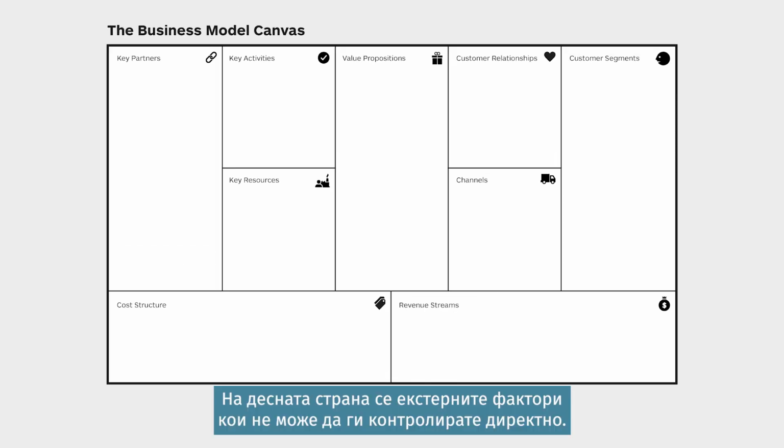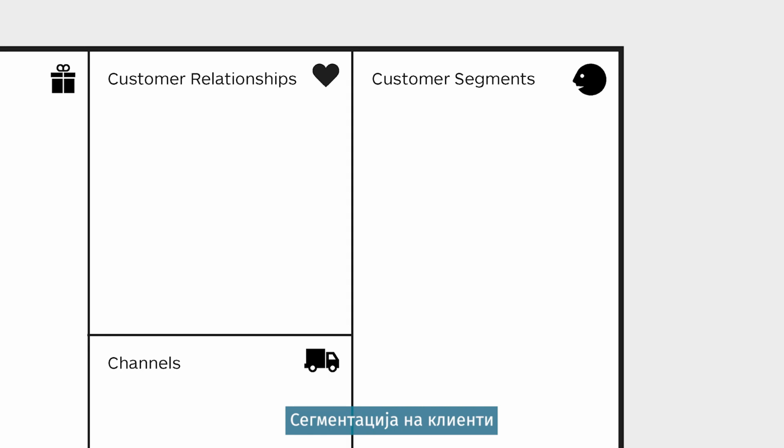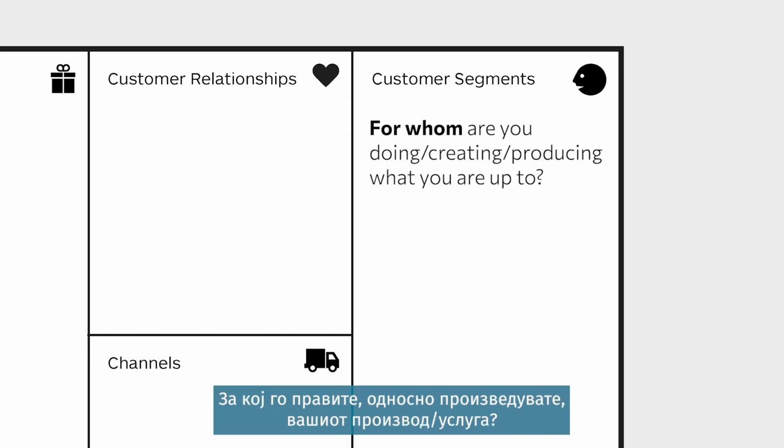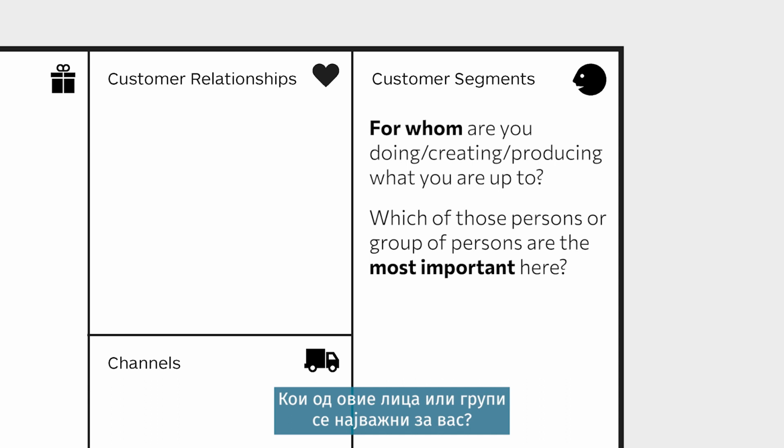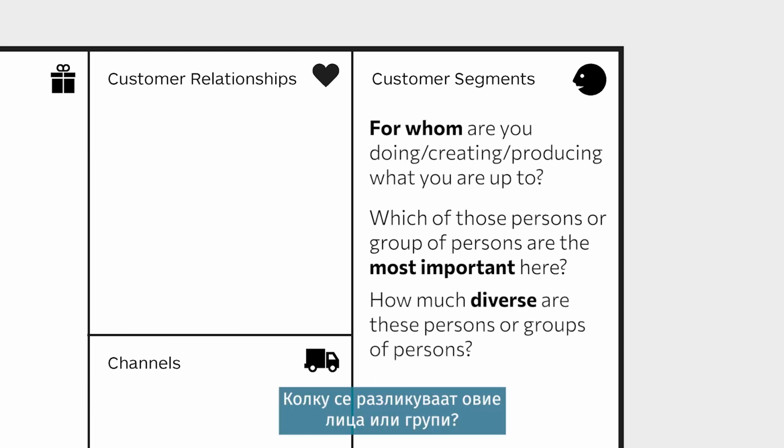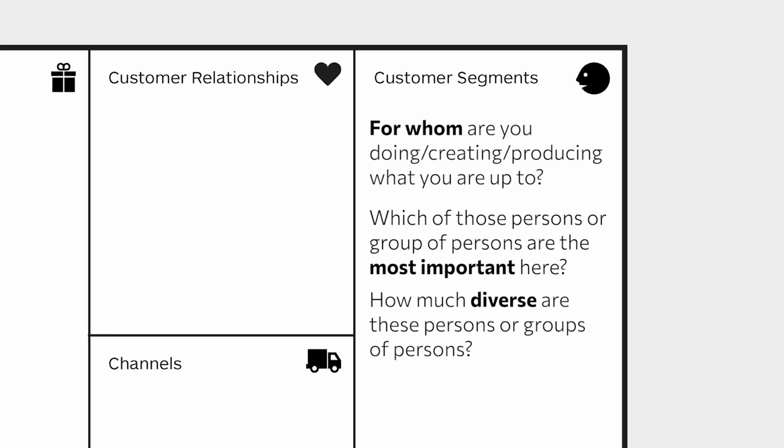On the right side are external factors you can't control directly. Customer segments. For whom are you creating, producing what you are up to? This is related, of course, to your value proposition. Which of those persons or groups of persons are the most important here? How diverse are these persons or groups of persons?